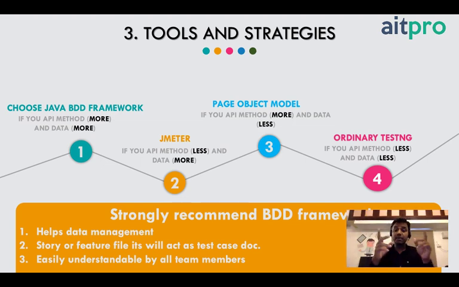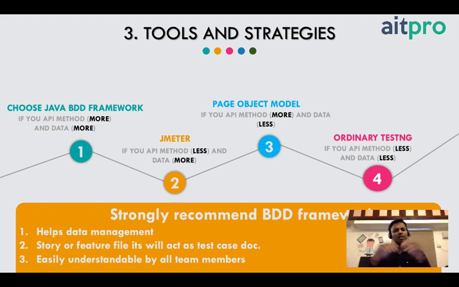But if your API has more methods but only a little data, just go with the normal page object model. Now, I'm not saying it has to be one specific tool for page object model. It can be TestNG, it can be JUnit, or whatever you feel like. You can go with whatever tools or whatever things.